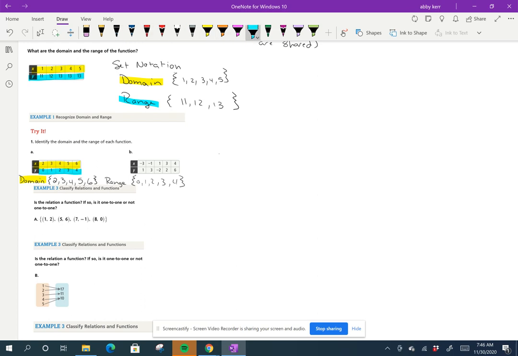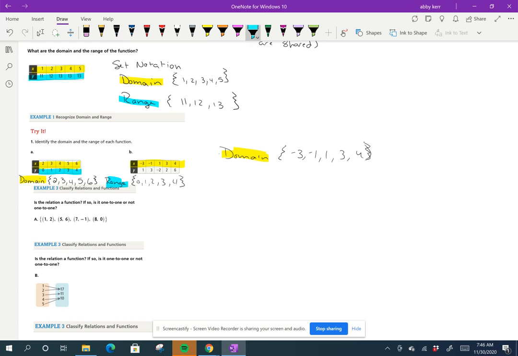Now for my b, my domain, once again, are my x's. So write them smallest to biggest. -3 is smaller. -1, 1, 3, and 4.